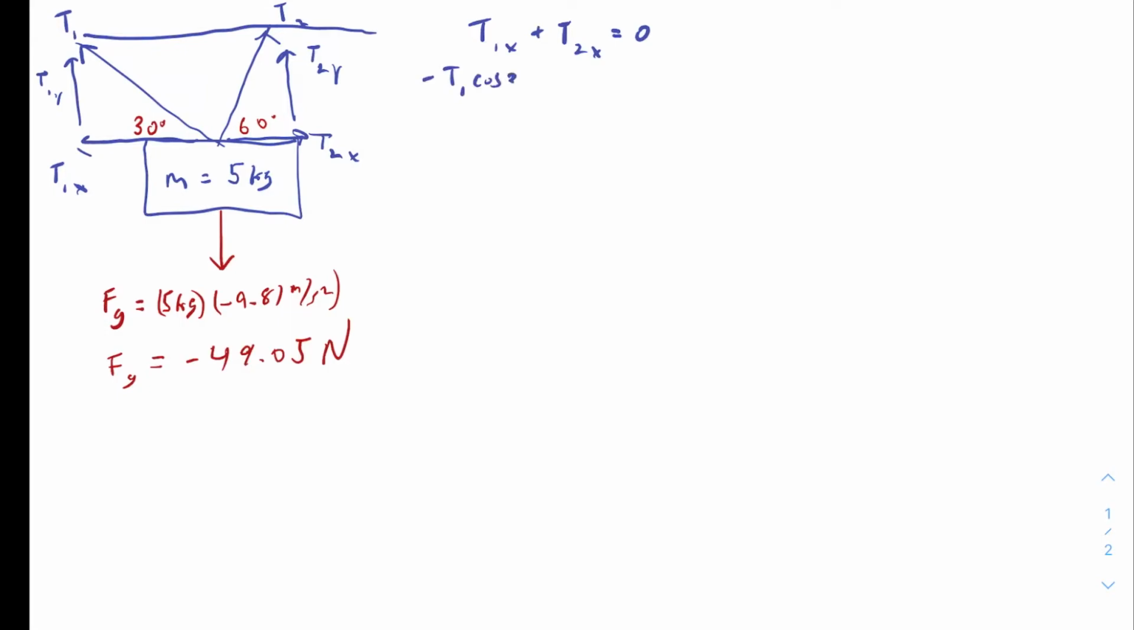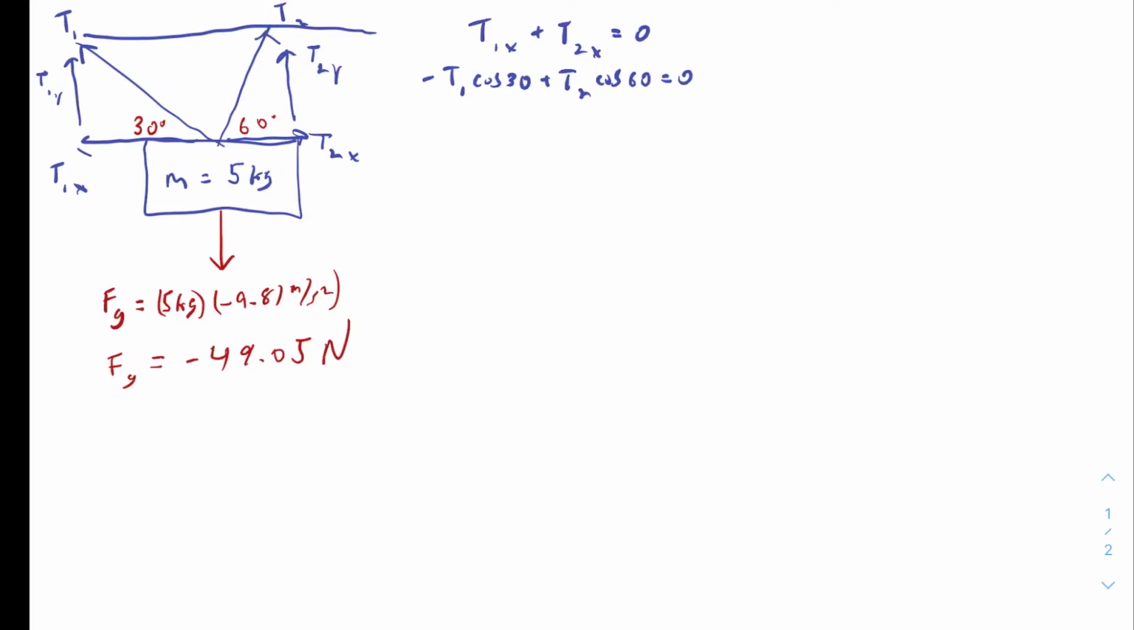Using trig, we can say that negative T1 cosine of 30 plus T2 cosine of 60 equals 0. We put a negative in front of T1 because T1x is acting in the negative x direction. Alternatively, we could have written it as T1 times the cosine of 150.